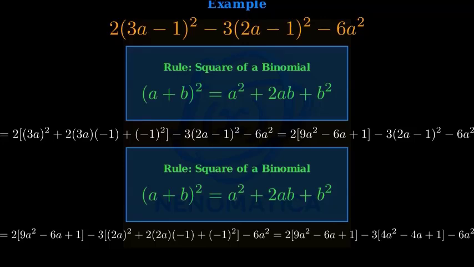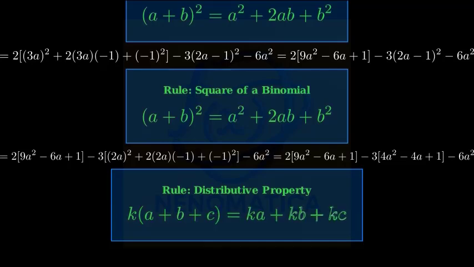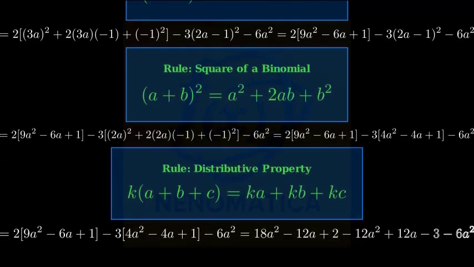Now, let's distribute the coefficients outside the brackets. We'll use the distributive property. For the first term, 2 times 9a squared minus 6a plus 1 gives us 18a squared minus 12a plus 2. For the second term, negative 3 times 4a squared minus 4a plus 1 gives us negative 12a squared plus 12a minus 3.